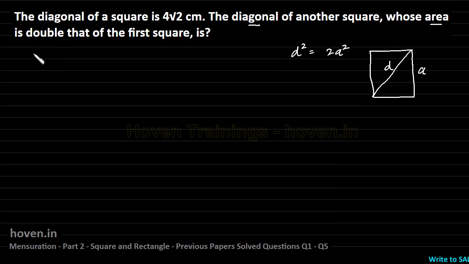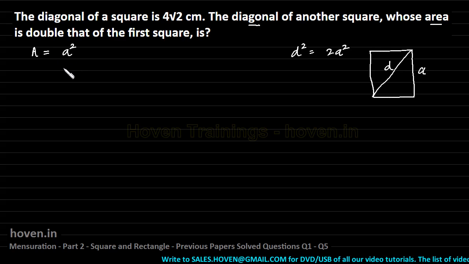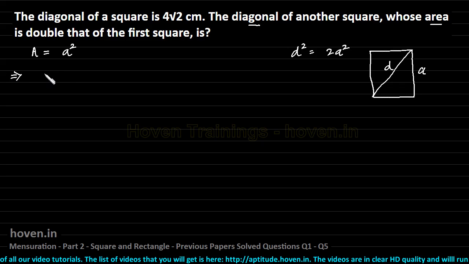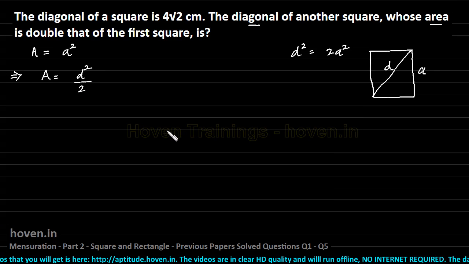Now with this in mind, let us write the formula for the area of the square. Area is known to be equal to the square of the side, so we can write area is equal to A square. But we know that D square is 2A square, so A square will be D square by 2. You can take the 2 to the other side. A square will become D square by 2. So we can write, which implies, area is equal to D square by 2. So now let us calculate the area of our first square, because we have to double it and obtain the area of the second square.